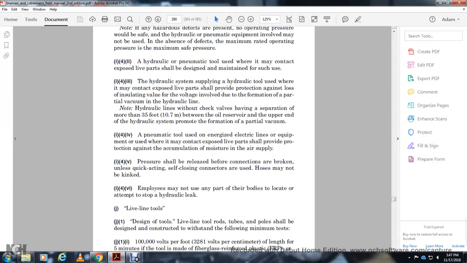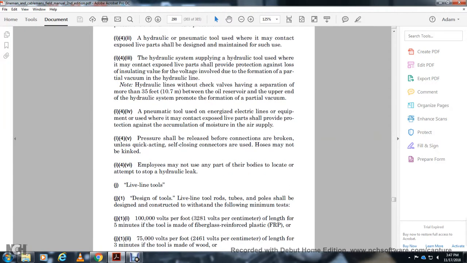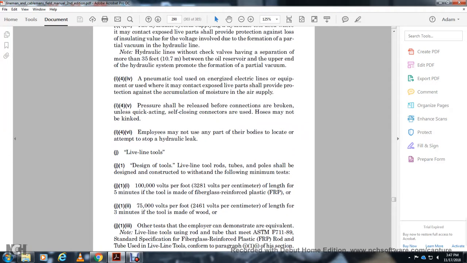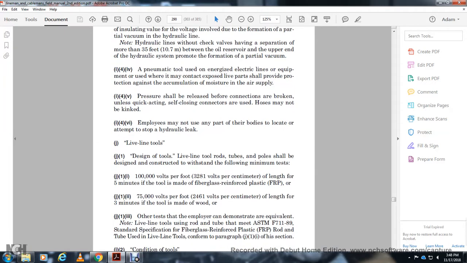Live line tools. The design of the tool, including rods, tubes, and poles, shall be designed and constructed to meet the following minimum: 100,000 volts per foot of length for 5 minutes if the tool is made with fiberglass-reinforced plastic, or 75,000 volts per foot of length for 3 minutes if the tool is made of wood. Otherwise, the employer shall demonstrate equivalent performance. Live line tool rods and tubes shall meet ASTM F711-89, the standard specification for fiberglass-reinforced plastic rods and tubes used in live line tools, and conform to paragraph (j)(1)(ii) of this section.